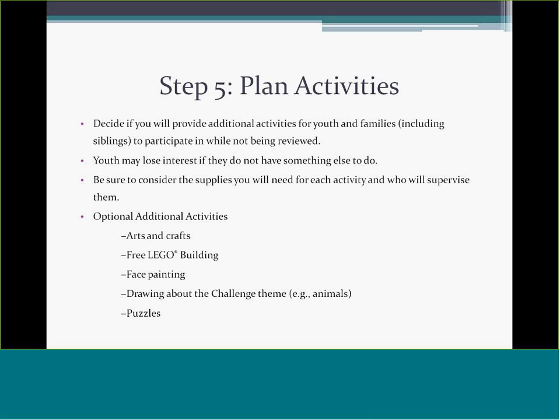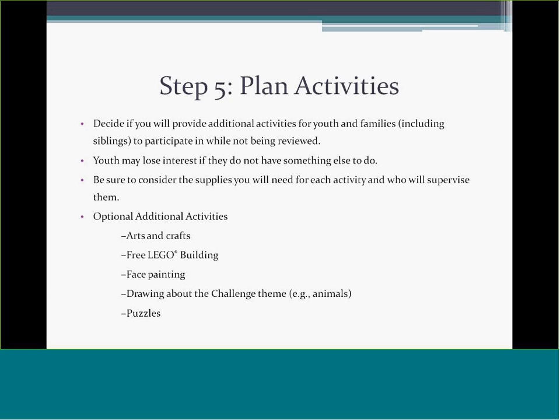Next, plan the activities. You can decide if you'll provide additional activities for youth and families. It's not required, but it is highly recommended because kids being kids, they get distracted and bored and lose interest if they don't have something else to do. So it's good to have extra activities available, and it kind of brings up the general positive feeling of your expo.